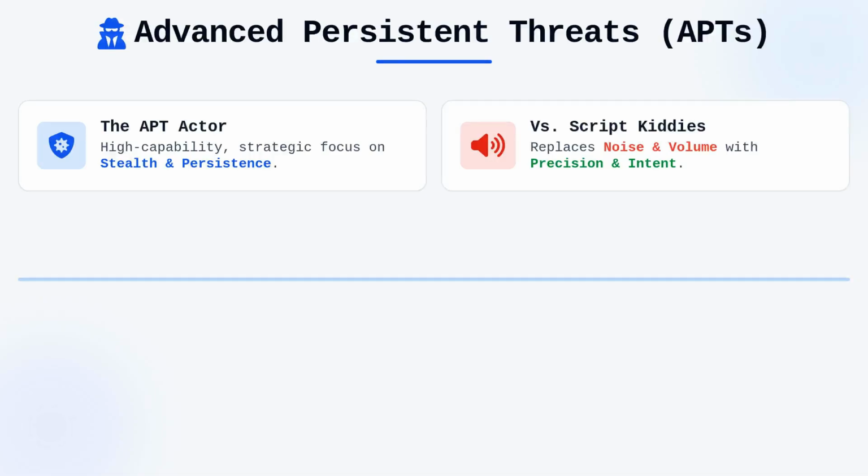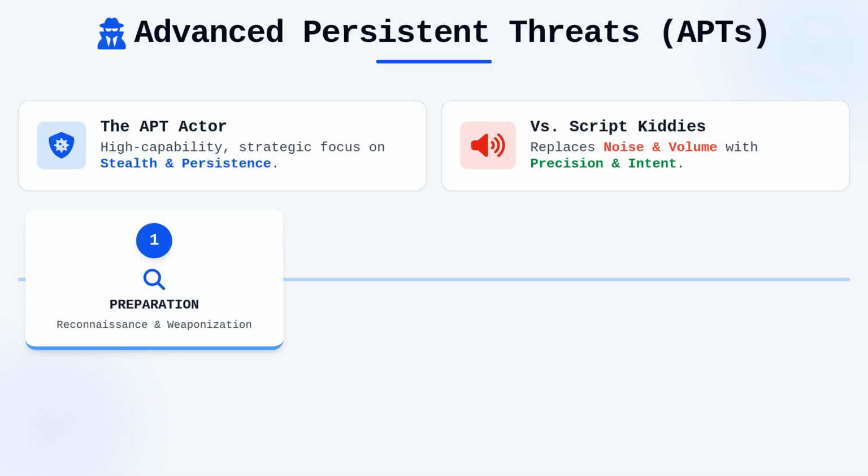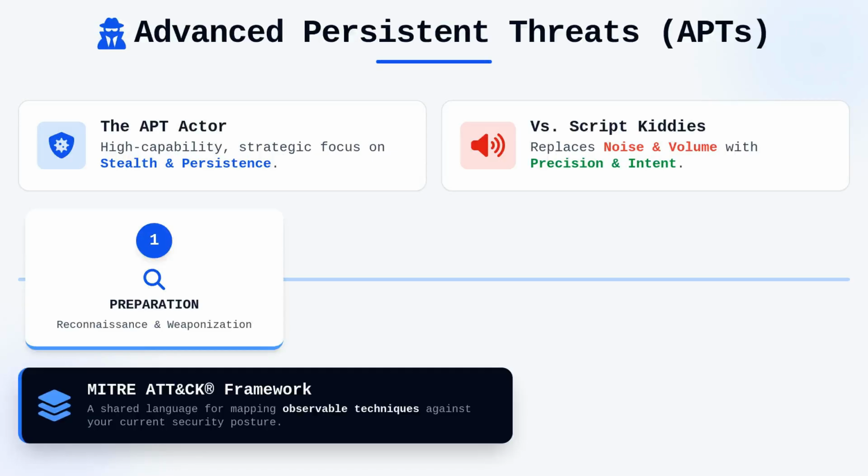The kill chain starts from reconnaissance and moves through weaponization, delivery, and exploitation, eventually landing in the hands of the MITRE ATT&CK framework. Understanding this framework is crucial because it categorizes attacker behavior into observable techniques, giving you a shared language to map against your current security posture.